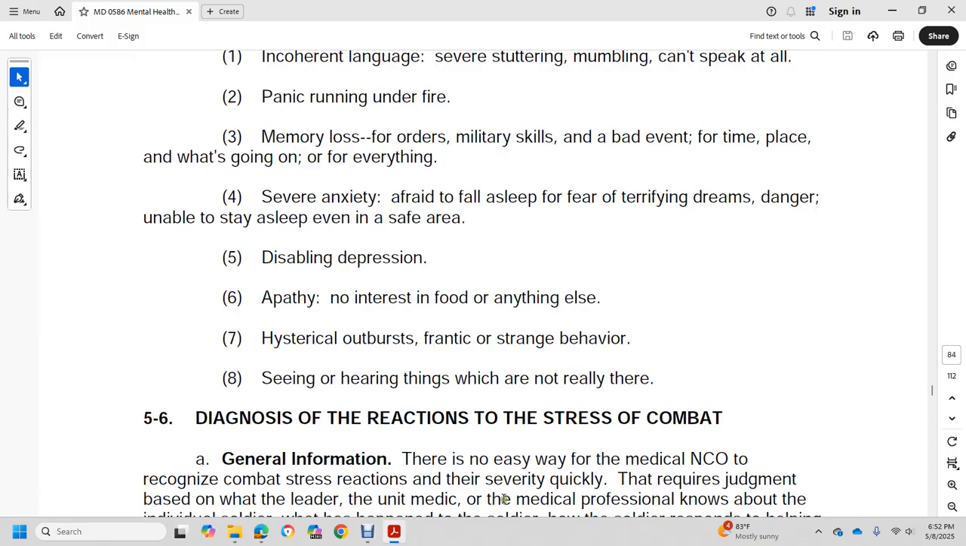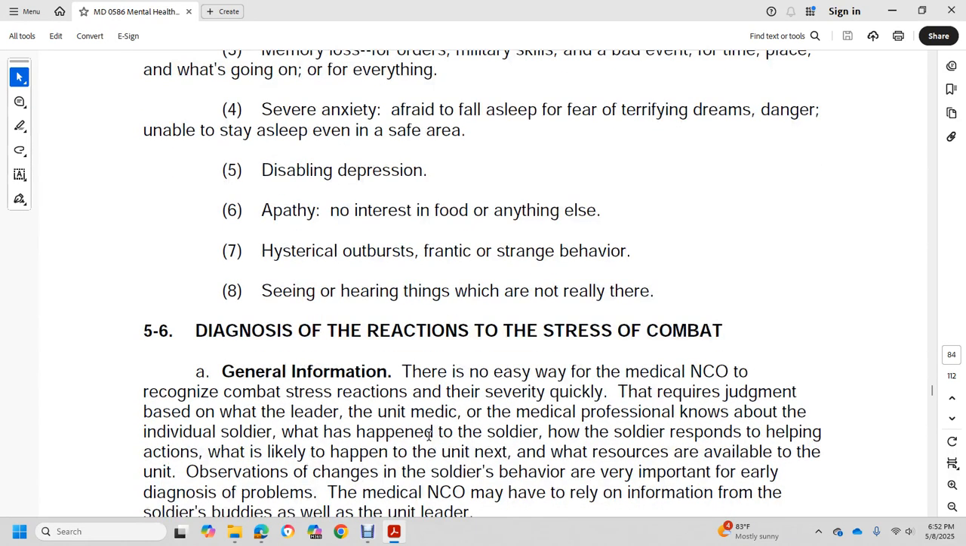5-6, diagnosis of combat stress reactions: general information. There is no easy way for the medical NCO to recognize the severity of combat stress reaction quickly. This requires judgment based on the unit leader, the medical professionals, what is known about the individual soldier, how the soldier has responded to helping actions, what is likely to happen next, and the resources available to the unit. Observing changes in the soldier's behavior is very important.